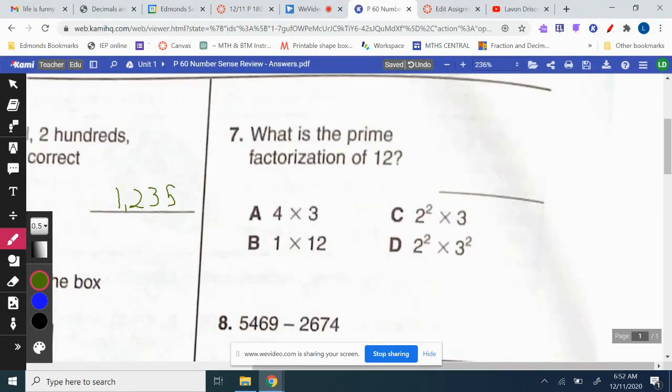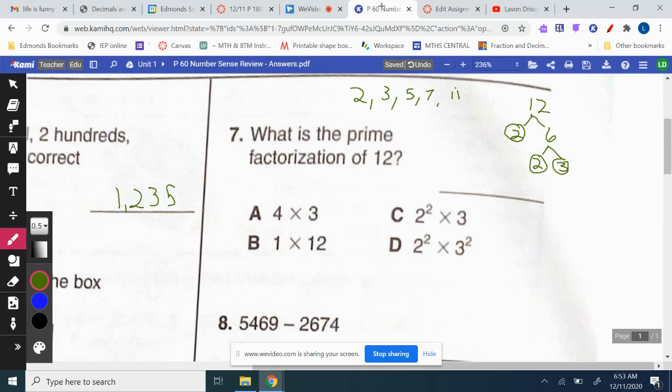What is the prime factorization of 12? Well, to know that you have to know your prime numbers, which are 2, 3, 5, 7, and 11. So let's break 12 down. I need to know what numbers multiply to equal 12. Well, I know 2 goes into 12, and 2 times 6 is 12. 2 is prime, so I'm going to circle it so I know that branch of my factor tree is done. So I'm going to split 6 into 2 numbers. What 2 numbers multiply to equal 6? I know 2 times 3.